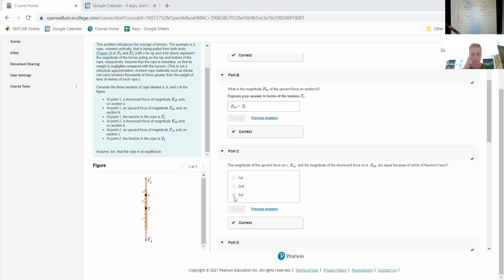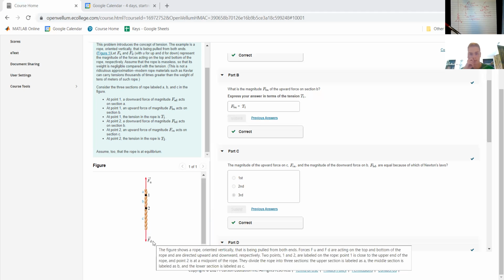Mm-hmm. And then the downward force of FB on D, BD, where's D? Oh, down, gotcha. Yeah, okay, now I see. The downward force on B, gotcha, are equal.